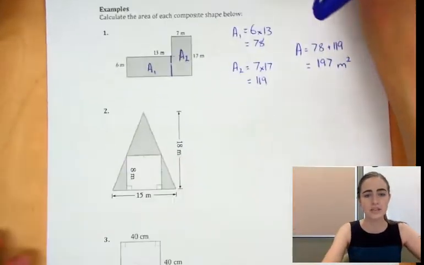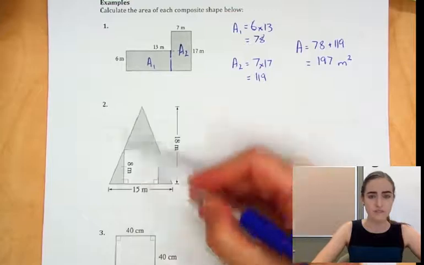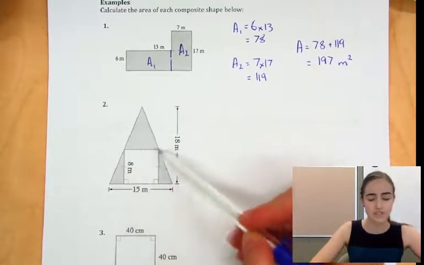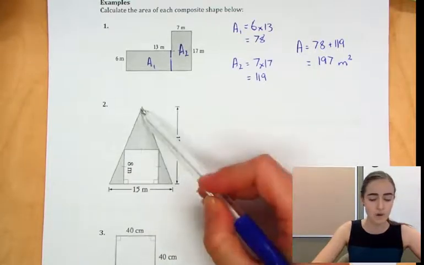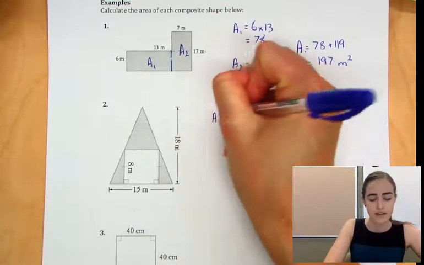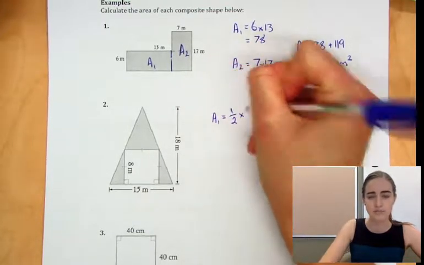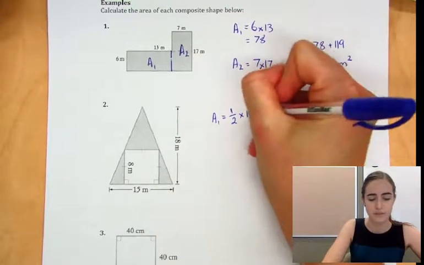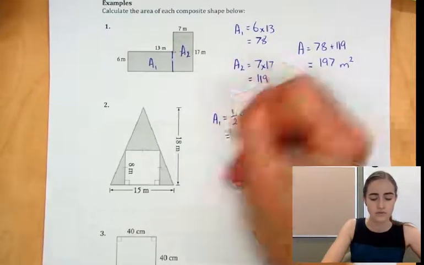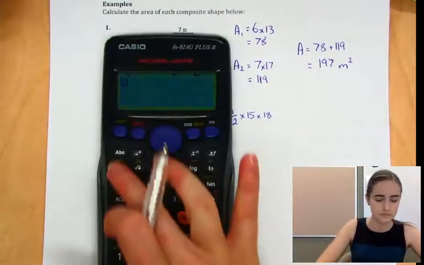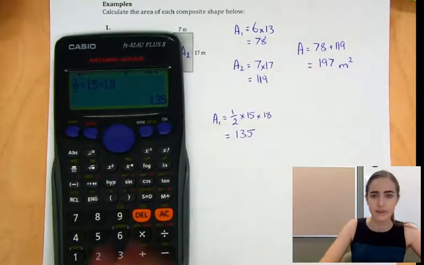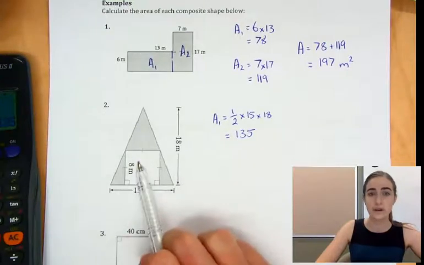For our second shape here, we've got this big triangle, and then we've got this square that's been cut out of it. So we're finding the area of this shaded region. So let's find the area of the whole triangle first, as if it was still a full triangle. So that area would be, because it's a triangle, it's half times the base, which is 15, times the height, which is that 18. If we pop that in our calculators, we'll get 135.